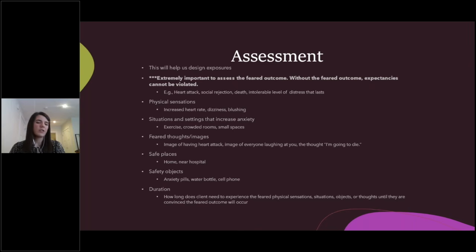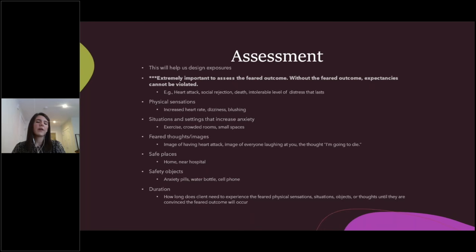And then finally, duration. So how long does the client need to experience these feared physical sensations, or situations, or objects, or thoughts until they are convinced that the feared outcome will occur? This is going to be important to help decide how long you're going to have them engage in the exposure for.